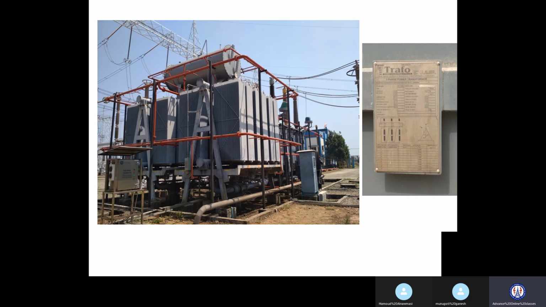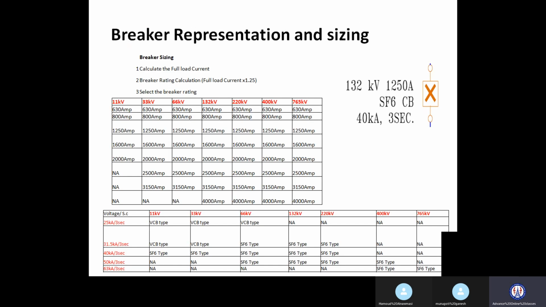Now, after the transformer, the next equipment is your breaker. Here we are going to discuss breaker representation. See how we represent the breaker details.